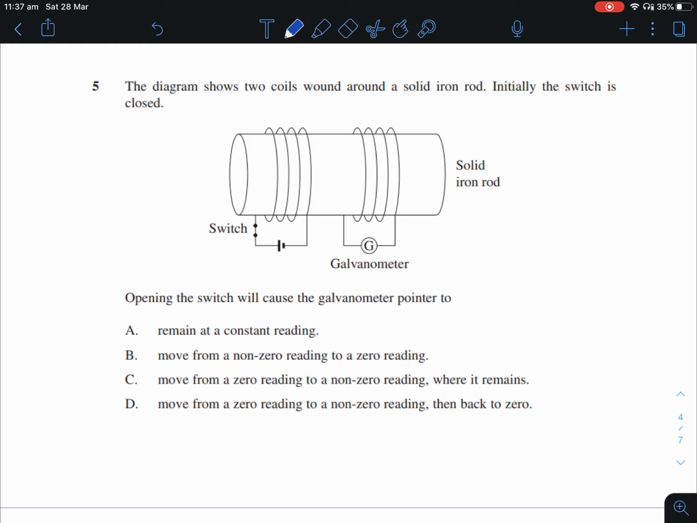Hi everyone. So I'm going to continue discussing the HSC questions from last year. We'll start with the multiple choice.